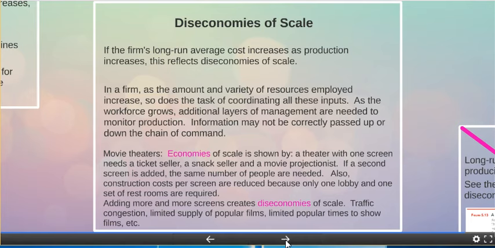But beyond some number, adding still more screens creates diseconomies of scale. Traffic congestion around the theater may become gridlocked. The limited supply of popular films will not support that many screens. Finally, scheduling becomes a challenge because only certain times are popular with the public.